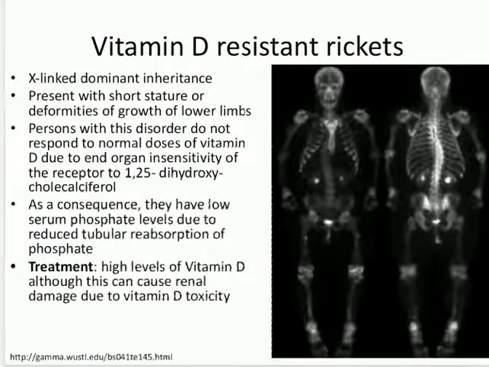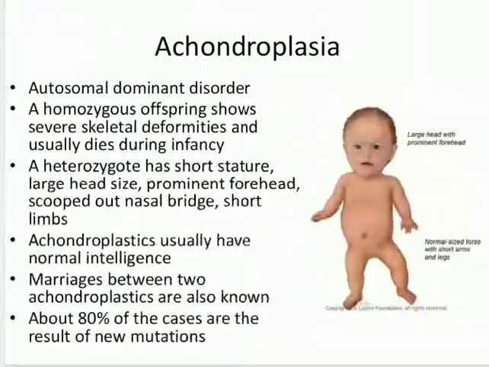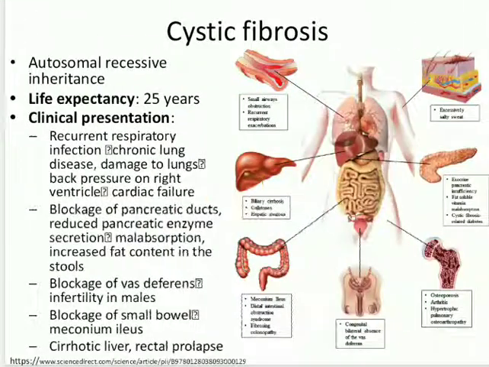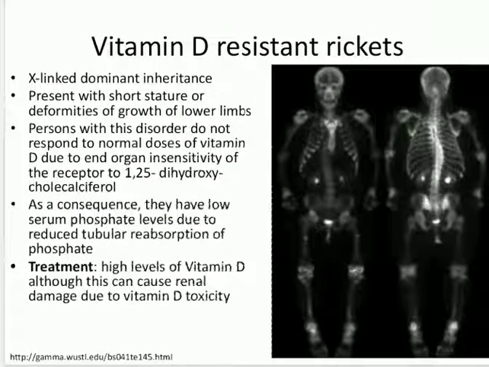So vitamin D resistant rickets is X-linked dominant. So here achondroplasia is autosomal dominant, cystic fibrosis is autosomal recessive, sickle cell anemia is autosomal recessive, vitamin D resistant rickets is X-linked dominant.